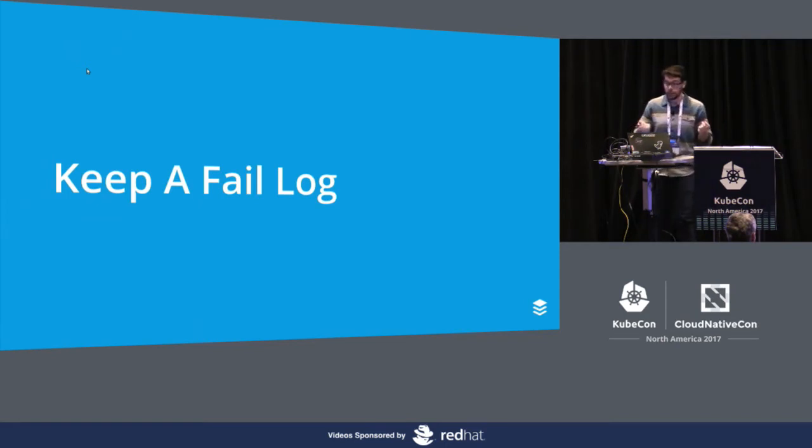But if it's failing in an unexpected way, first off, you want to update the fail log to make sure that other people know that this is a particular failure mode, but you might want to start looking at other things. It could be an issue with the code. It could be another issue with the infrastructure, with the related service. But it's good to keep track of those things so you can understand that.